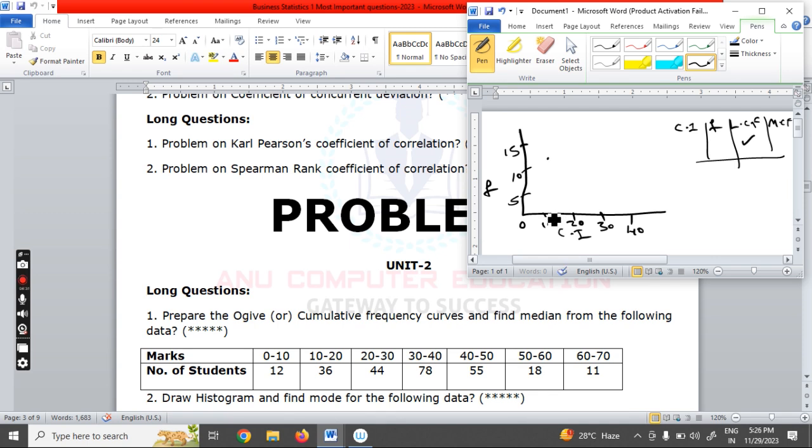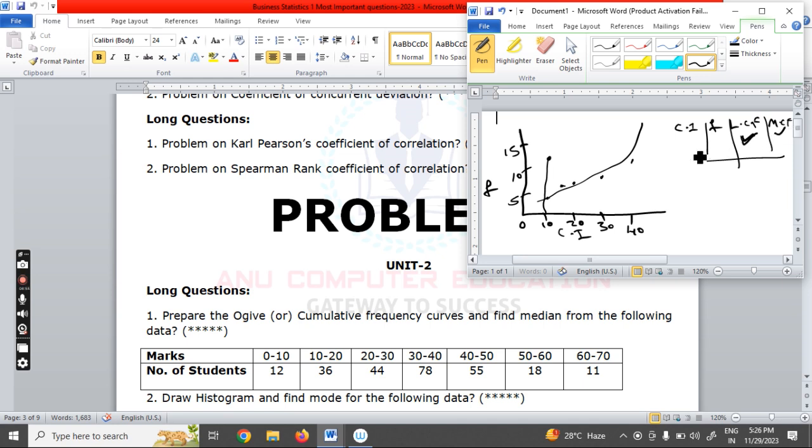For LCF, less than cumulative frequency, suppose for example 12, roughly I will show, approximately you will get 12. Where do we put this dot? At 10, so we put the dot here. Next, take the next value of less than cumulative frequency, and put it at 20, the next value at 30, the next value at 40. You have to plot all these values and you will get a curve like this.